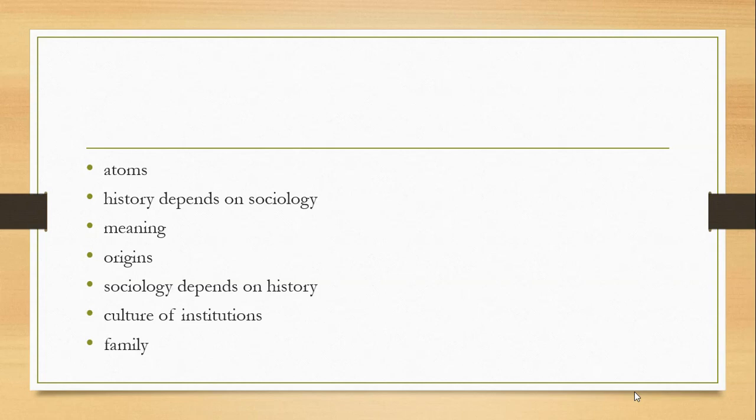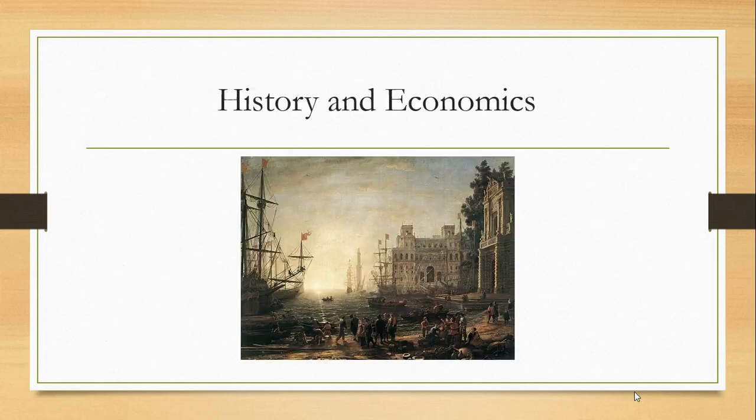How? Sociology has to tell about the culture of institutions. For that, it has to go back to the origins of the institution, how the institution developed. So all that study has to be done. That's how sociology depends on history. Secondly, it also tells about family. When it talks about family, it also has to know its origins and customs. So once again, sociology too depends on history.